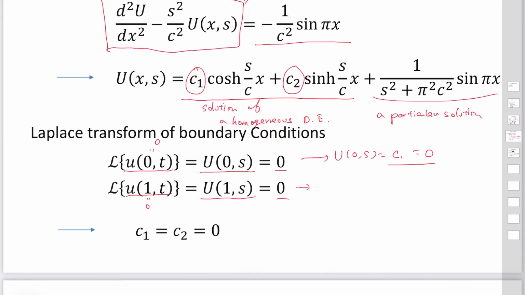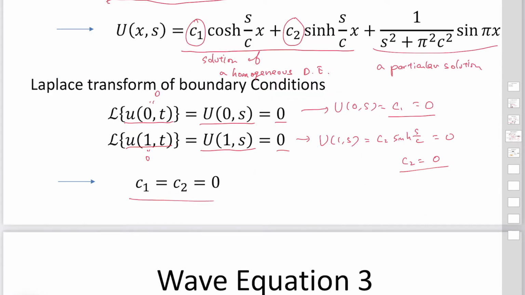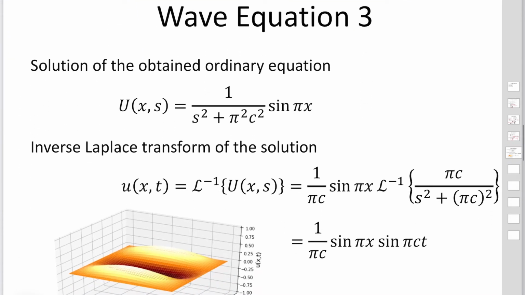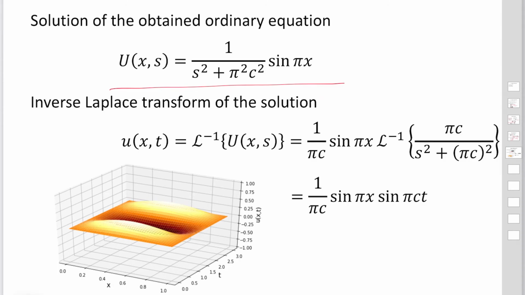From the second equation, U at 1, s, if you substitute x equals 1, the first term becomes 0. So we have c sub 2 times hyperbolic sine of s over c, and sine pi is 0. So this is 0, and from this equation, c sub 2 equals 0. So we discovered c sub 1 and c sub 2 are both 0. So the solution for U is expressed as 1 over s squared plus pi squared c squared times sine pi x.